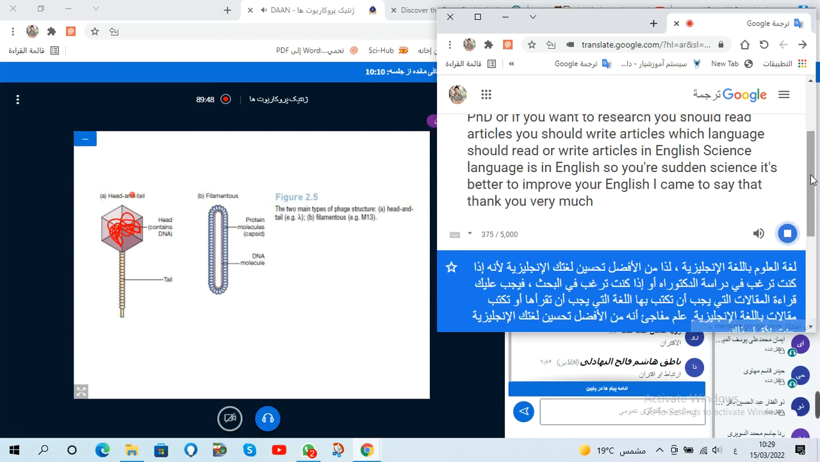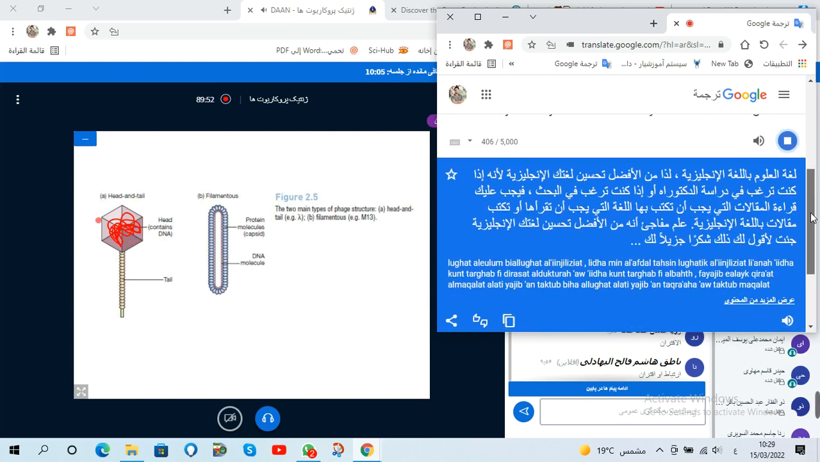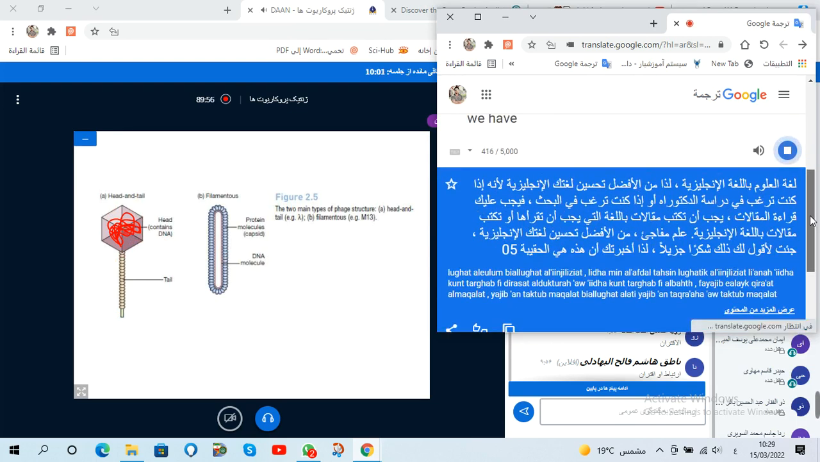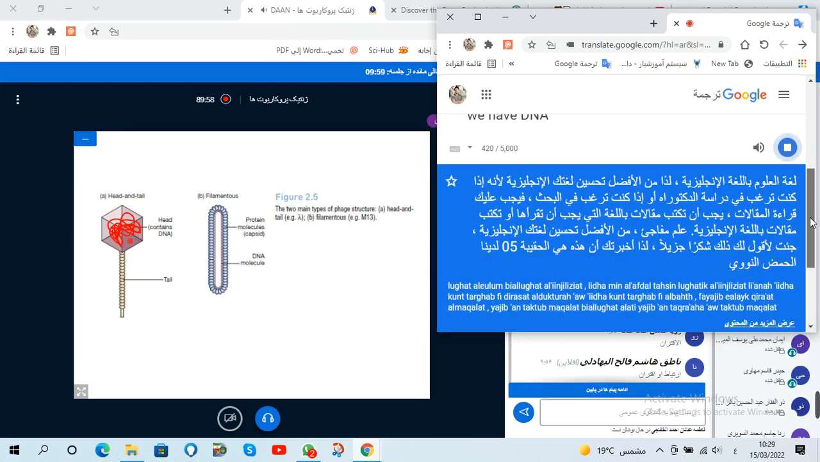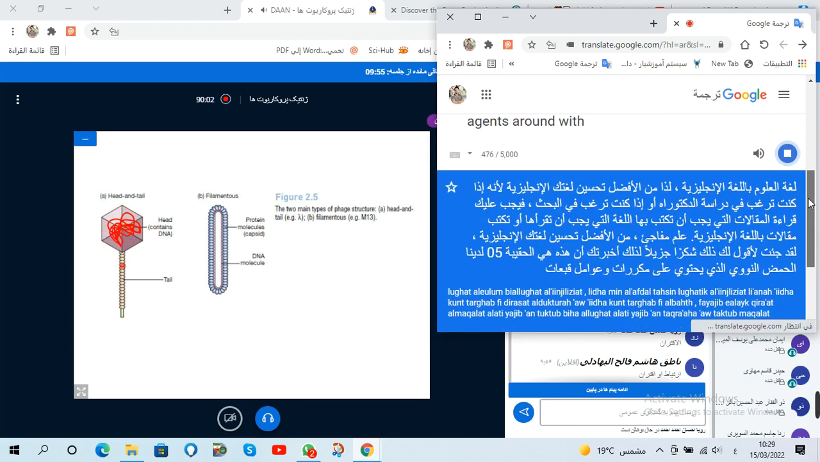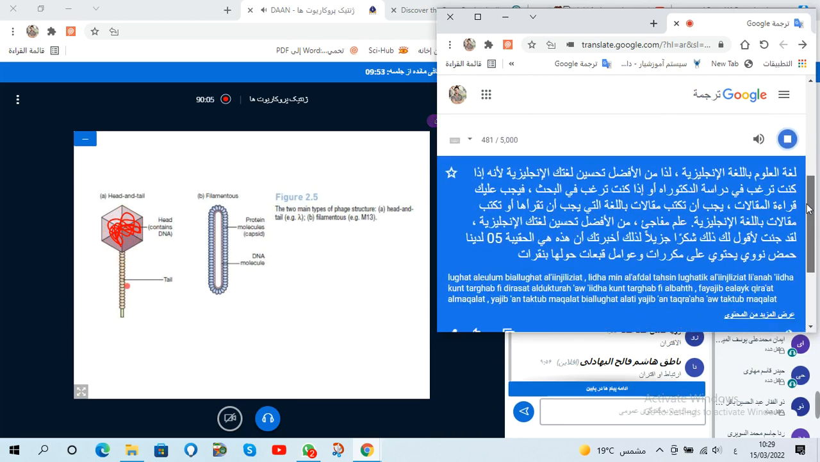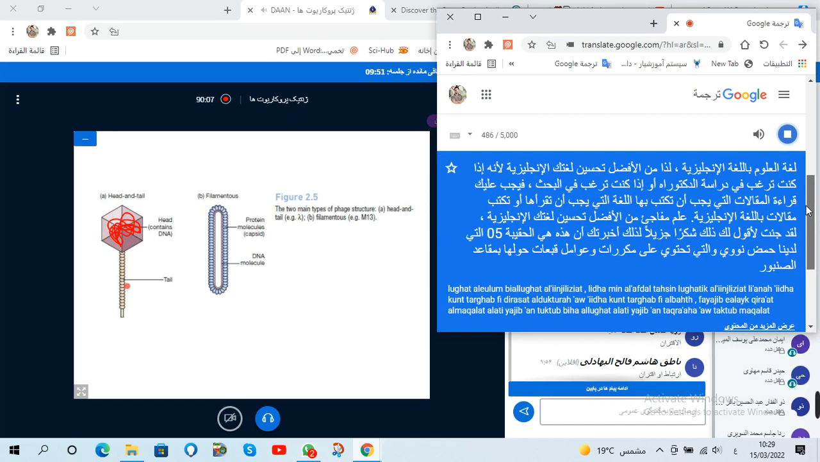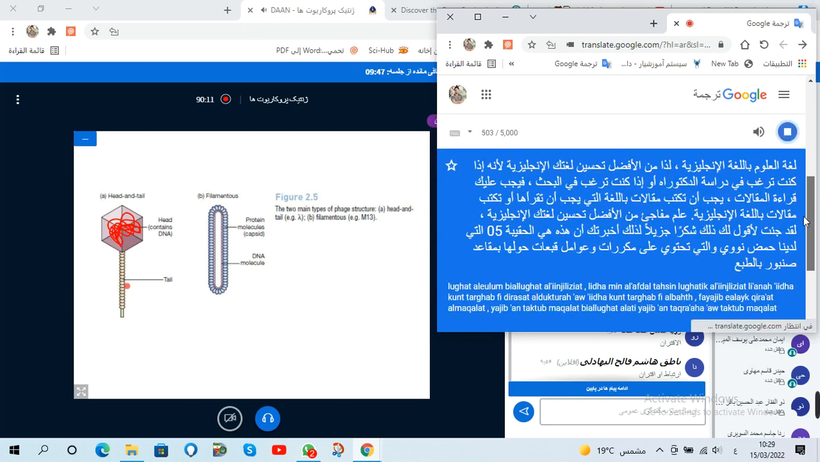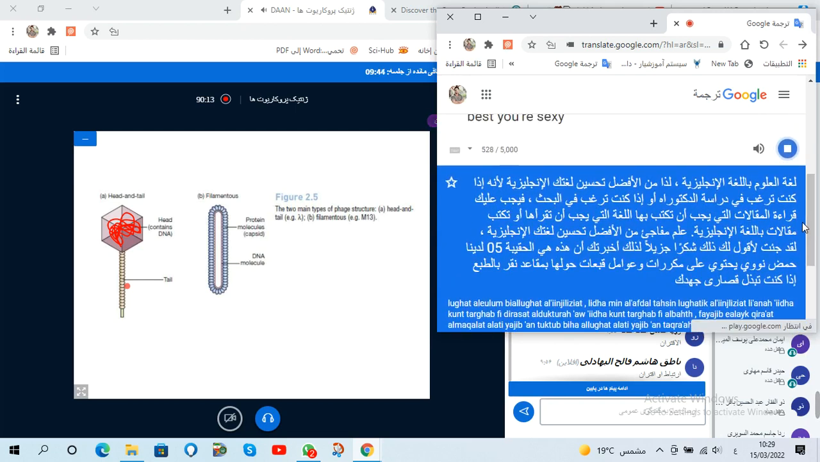Thank you very much. So, I told you this is the bacteriophage. We have DNA, which contains replication genes and capsid genes. It's surrounded with capsids.